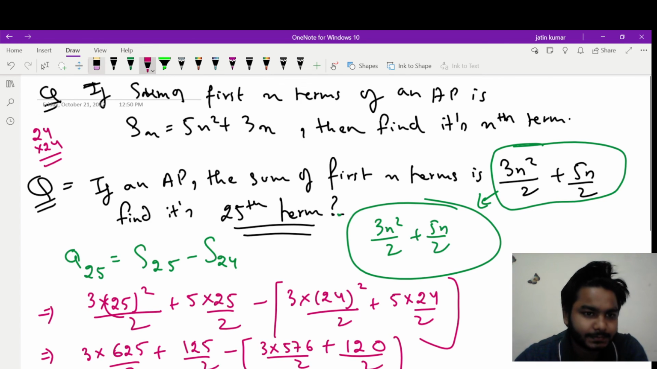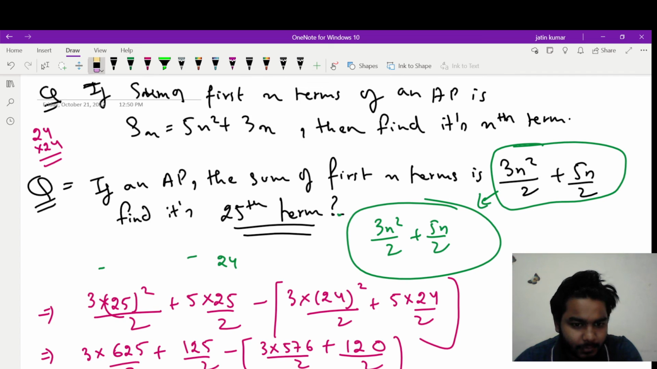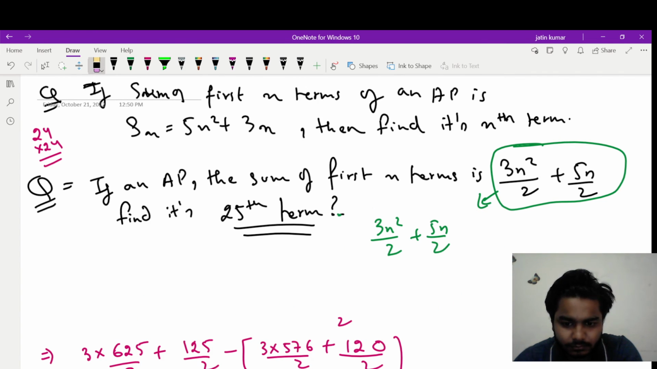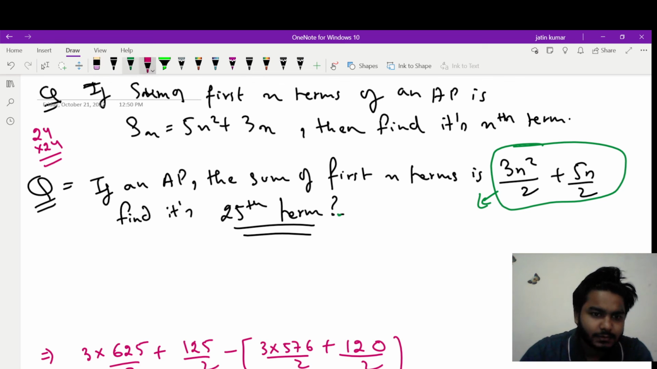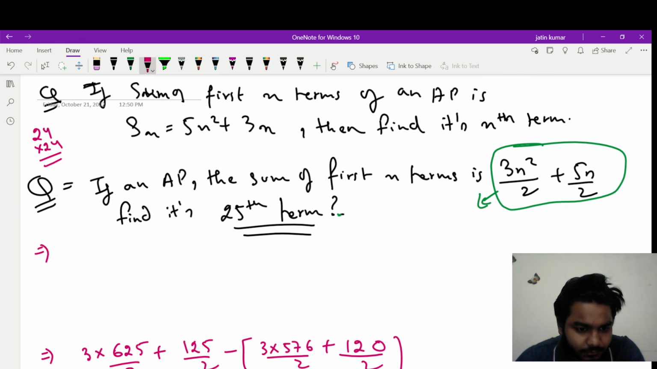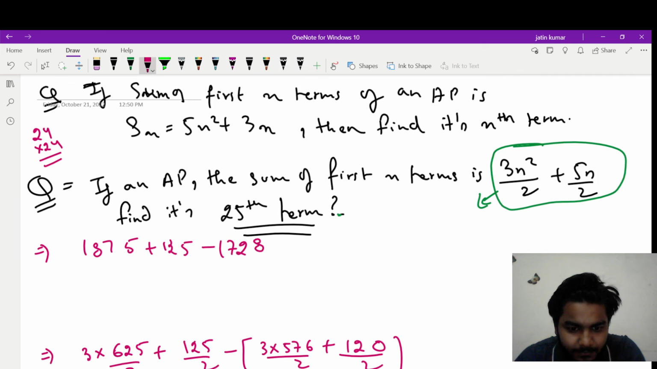Let's solve this. We will solve it: 3 5 is 15, 3 2 is 6, 7, 3 6 is 18, 1 8 7 5 plus 125 minus, how much will it be, 3 6 18, 3 7 21, 22, 3 5 16, 16 17, minus 120 whole upon 2.